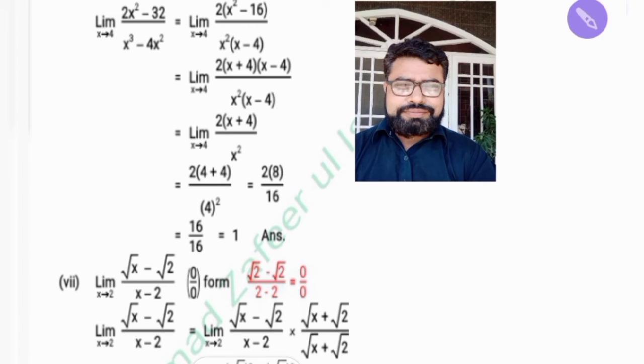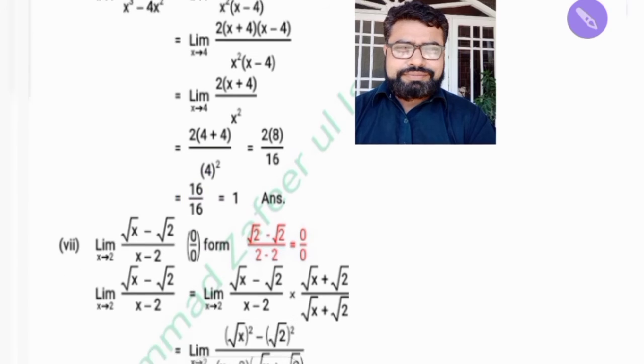Now we have to simplify it. 2 fours are 4, plus 4 is 8, and 2 into 8 will be written, and 4 square, that is 16. 2 into 8, that is 16, divided by 16. 16 and 16 will be cancelled, and the answer will be 1.